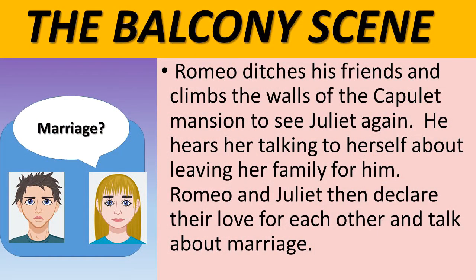We've then got the balcony scene. Romeo ditches his friends and climbs the walls of the Capulet mansion to see Juliet again. He hears her talking to herself about leaving her family for him, and then they speak. Romeo and Juliet declare their love for each other, and they talk about marriage.